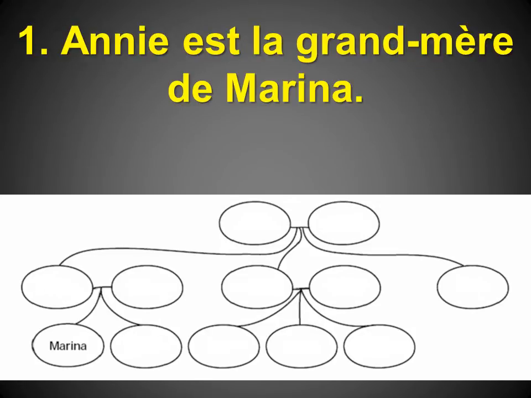Numéro 1. Annie est la grand-mère de Marina. So what we have here is like a family tree. So you see Marina there. I'm going to go ahead and give you where la grand-mère goes, right? Because if it was her mother, it would go in the line directly above her. However, it's her grand-mère, so it's going to go at the top in either one of those two bubbles.